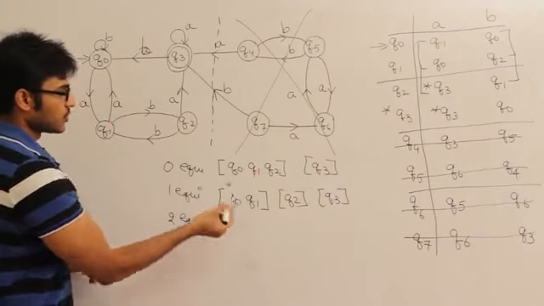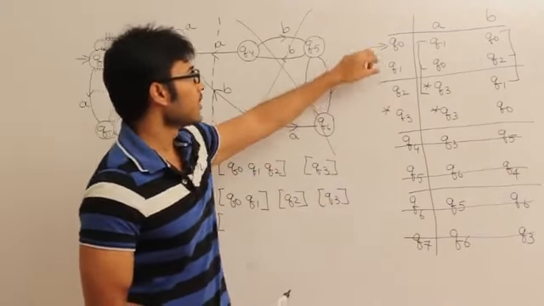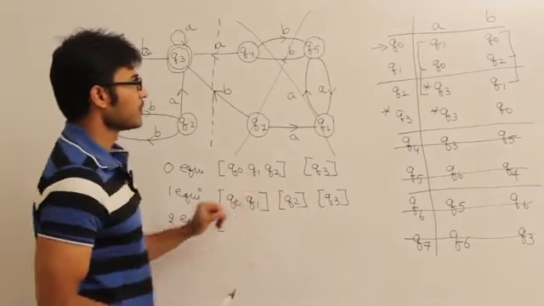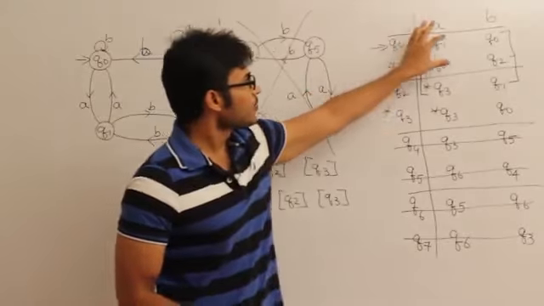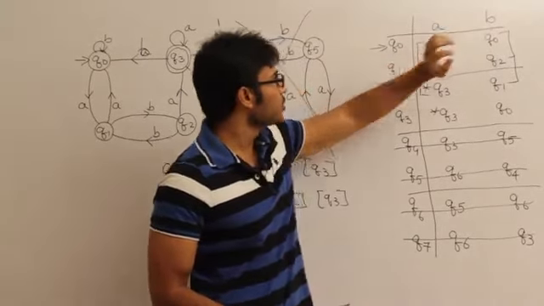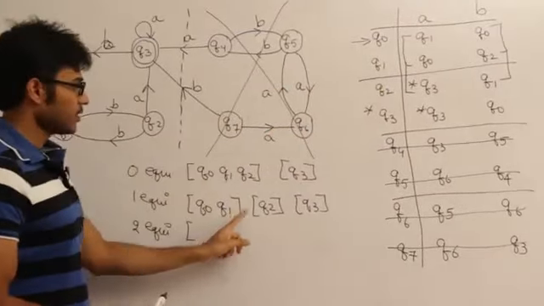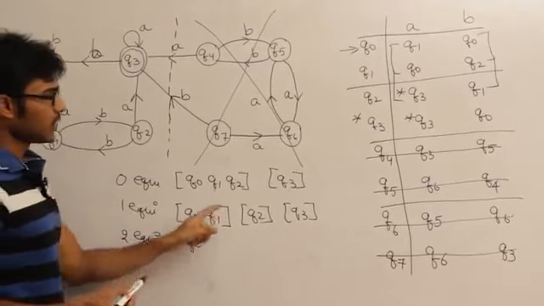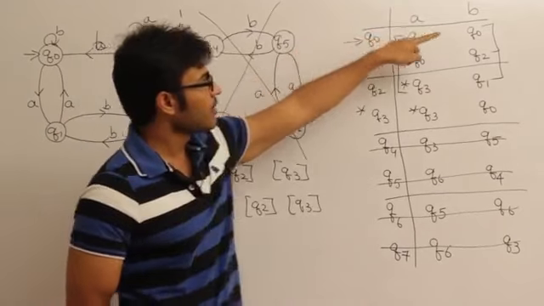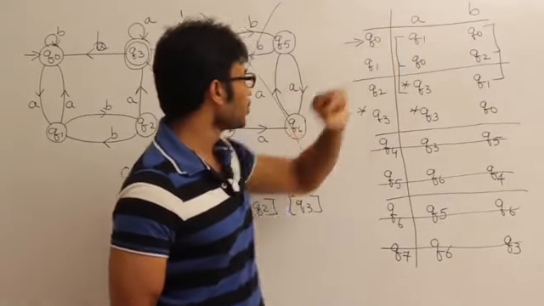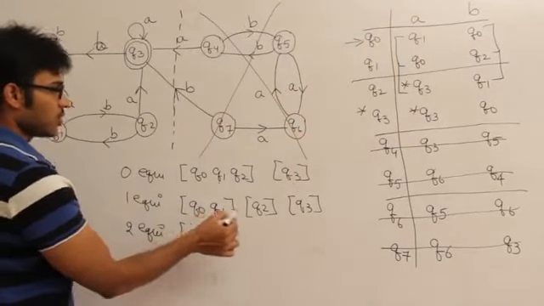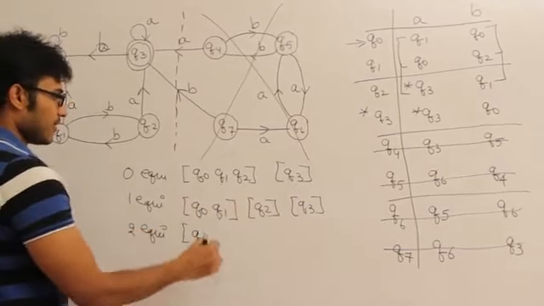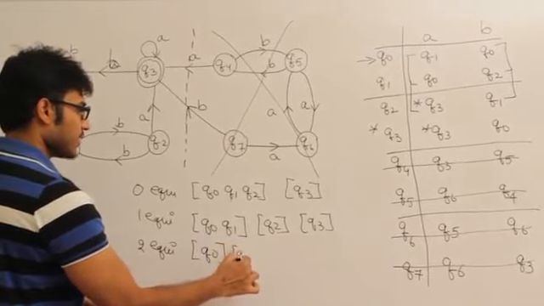Now let us see these two, Q0 and Q1. Q0 and Q1 on small a are going to Q0 and Q1 and both are in the same group. Q0 and Q1 on small b are going to Q0 and Q2, which means they are going to different groups in the previous equivalence. Therefore, they are no more equivalent.